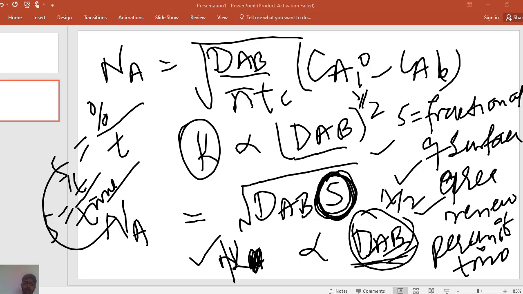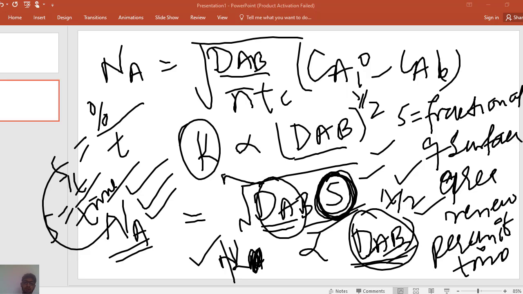If we increase turbulence, then S will be increased. So the fractional surface area renewed will increase if we increase the turbulence, and the mass transfer rate and the mass flux will also increase. The value of S is obtained from tables, graphs, or various correlations and equations. So this is all about the surface renewal theory.